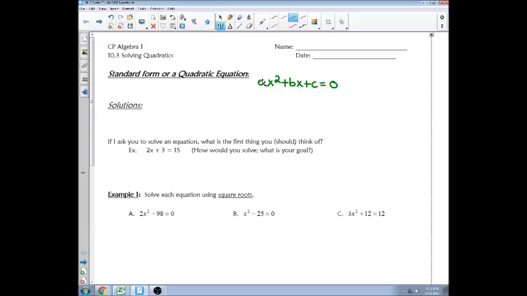Solutions is where the graph crosses the x-axis and the solutions will satisfy the equation.